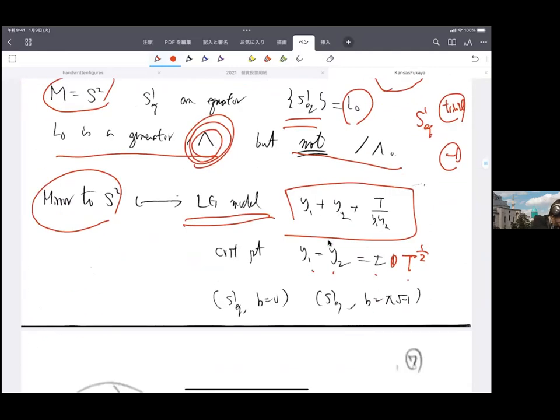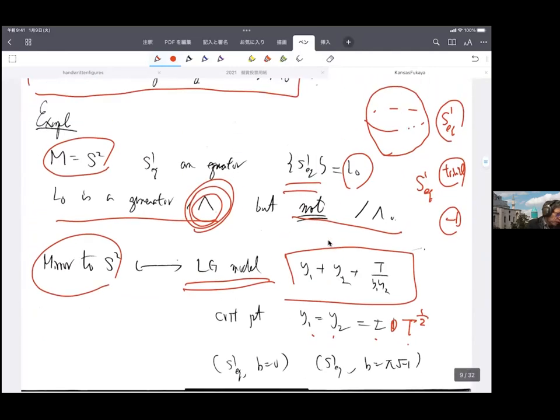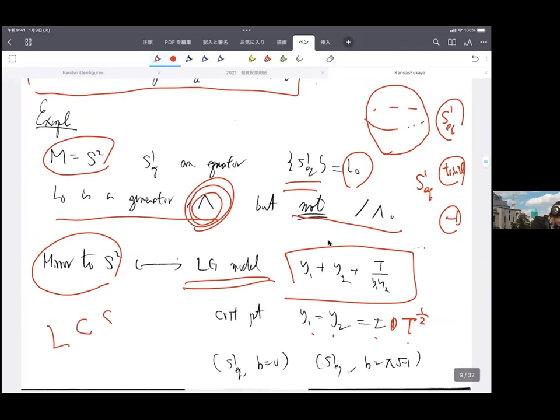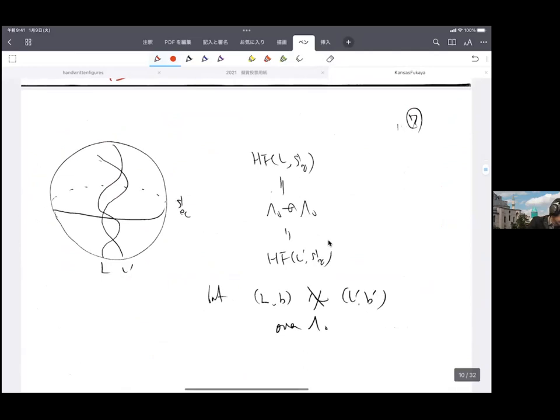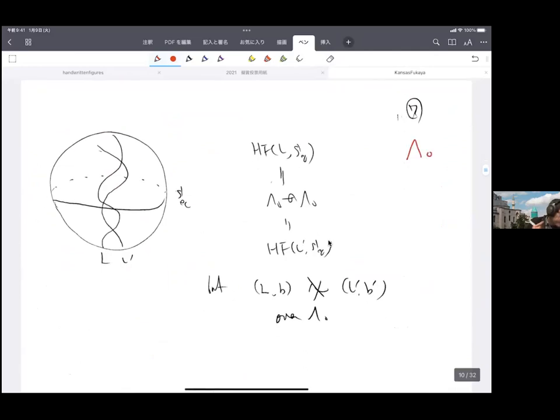So what does it mean? You have any Lagrangian submanifold of S2. There aren't many, but there are actually many. But if you know the Floer homology of L with this equator, with these two bounding cochains, then this knows everything about the Floer theory of L over Lambda. So this information is strong enough to determine all the Floer theoretical information of your Lagrangian submanifold, but over the Novikov field. And I want to claim that if you start with the Novikov ring, then this claim is wrong.